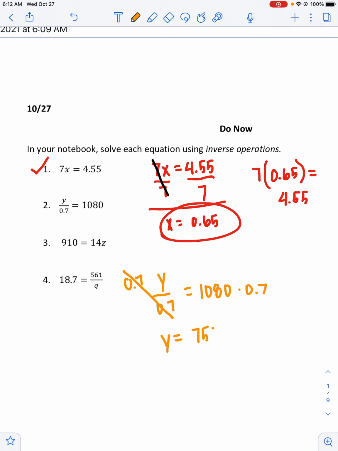756. And again, you could always check your answer just by making sure that 756 divided by 0.7 is actually equal to 1080, which it is. And that's how you get your final answer for y. So go ahead and if you haven't already, please pause this video to answer questions 3 and 4. I want to see work from all 4 on the do now.